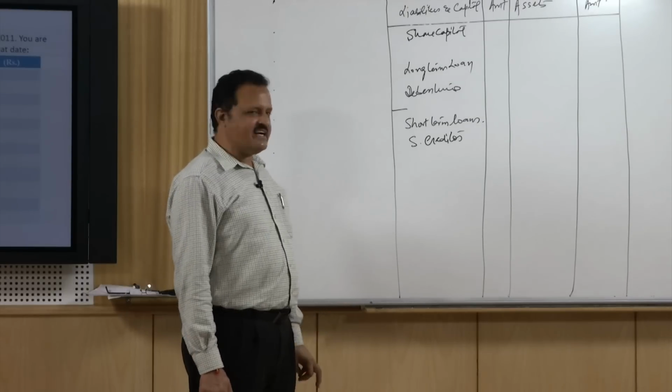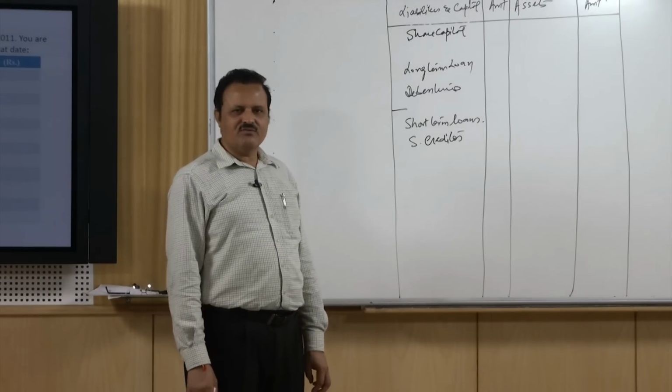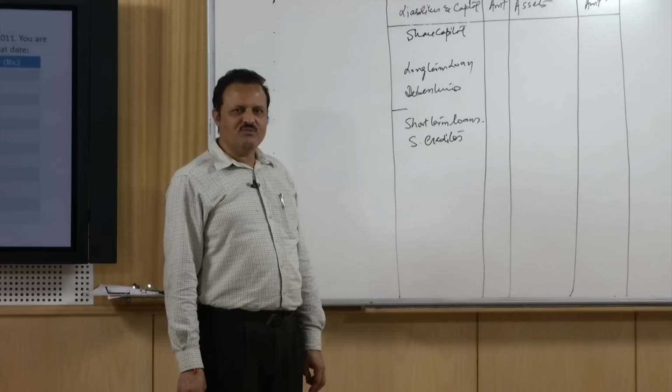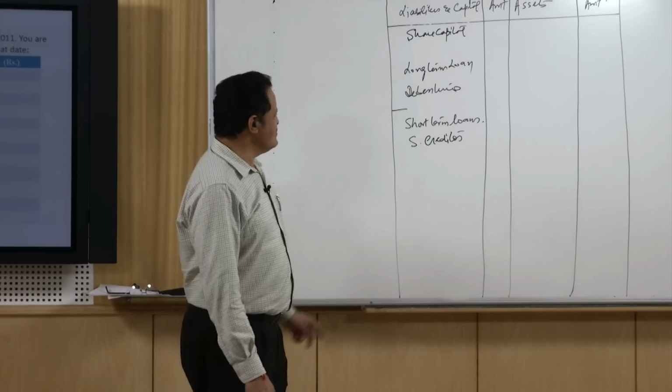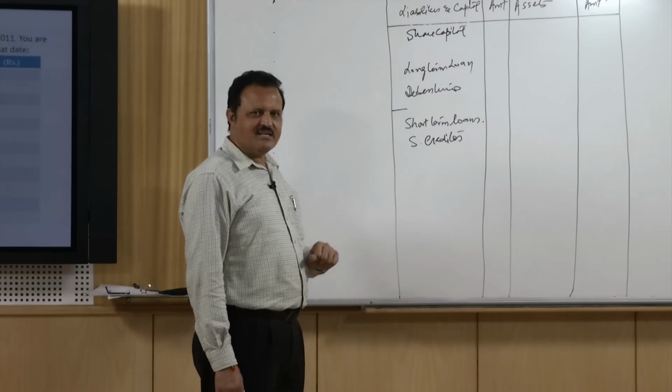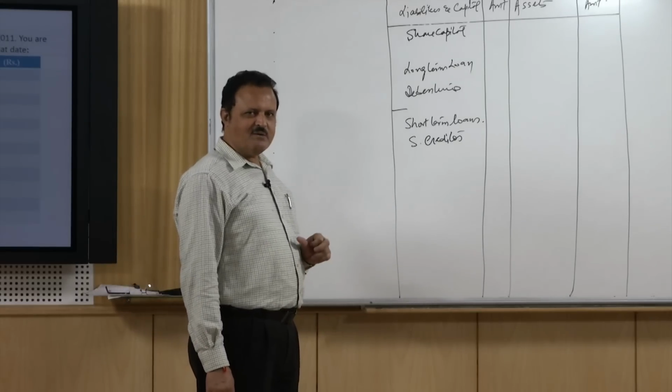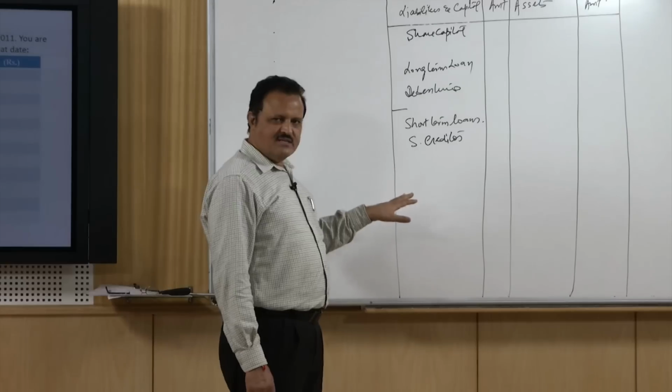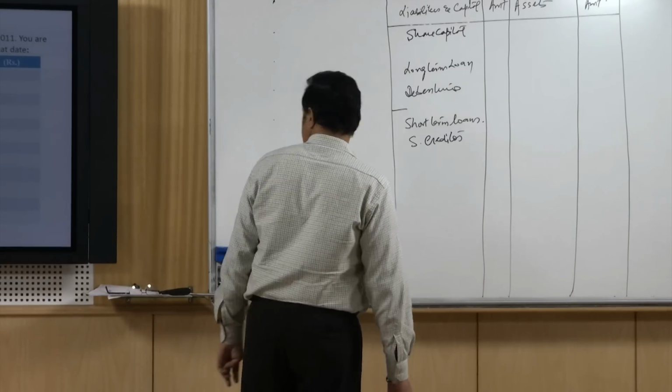Sundry creditors means those to whom the firm has to pay at a later date. So this is also a current liability. They are providing you the resources, meaning the raw material, without funds. So it is a short term source.